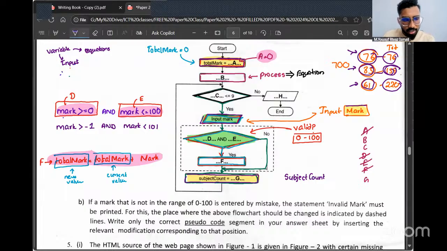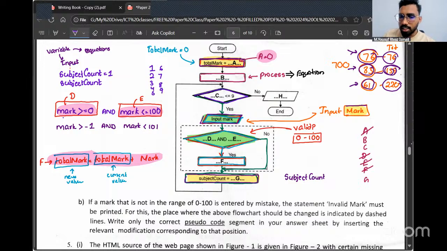Initially the value of this variable, subject count, was 1. So what you can do is, we have a condition here. In this condition, we can check, is the value of subject count less than or equal to 9? If the value of subject count is less than or equal to 9, then you're going to follow this instruction. That is, you're going to get the marks, check if it is valid, and add the valid marks. When subject count is 1, you're going to do it. When subject count is 2, you're going to do it. 3, 4, 5, 6, 7, 8, and 9, you're going to do it.